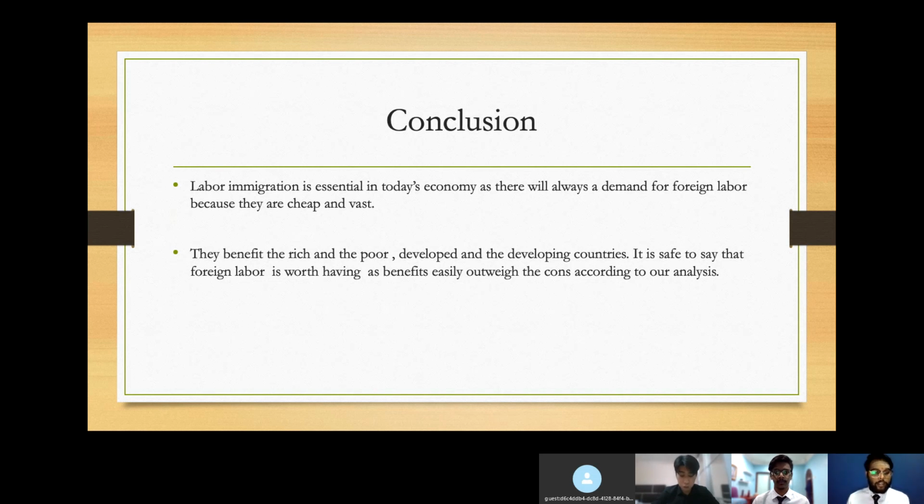It is safe to say that foreign labor is worth having as the benefits easily outweigh the cons according to our analysis. So that's all from us.